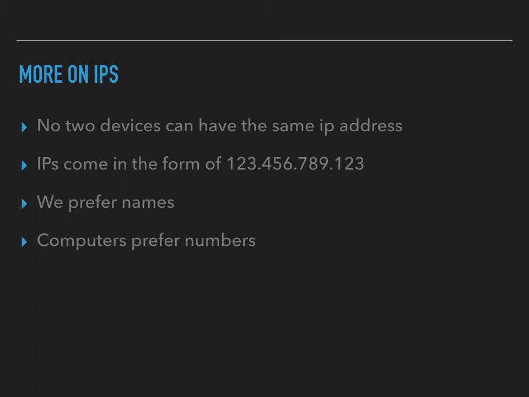Why? Because then there's a conflict. How do we know which one is which? And IP numbers come in the form of 4 sets of 3 numbers divided by a dot. So for example, and this is not an actual IP address, but 123.456.789.123. Now, you and me being humans, most of you who are watching this, I hope, are humans, we prefer to use names. And as I said, computers prefer to use numbers.